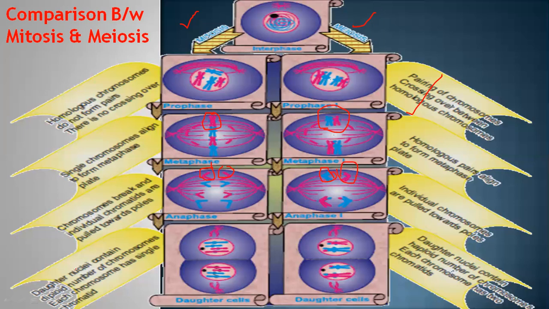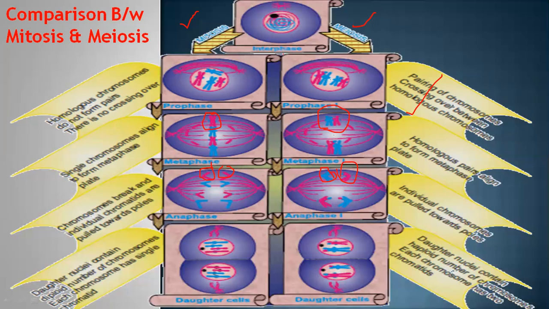So daughter nuclei contain the diploid number of chromosomes here, but here we have the haploid number of chromosomes, because in mitosis they are both the same, so they get half here, but here all are different. So haploid number of chromosomes, each chromosome has two chromatids here, but here each chromosome has one single chromatid, not a complete chromosome.